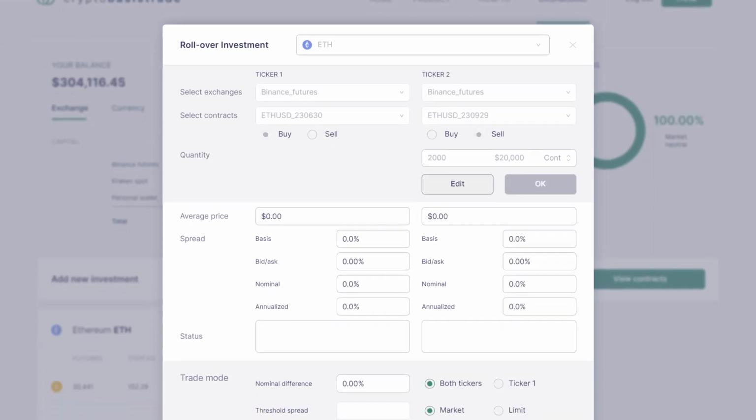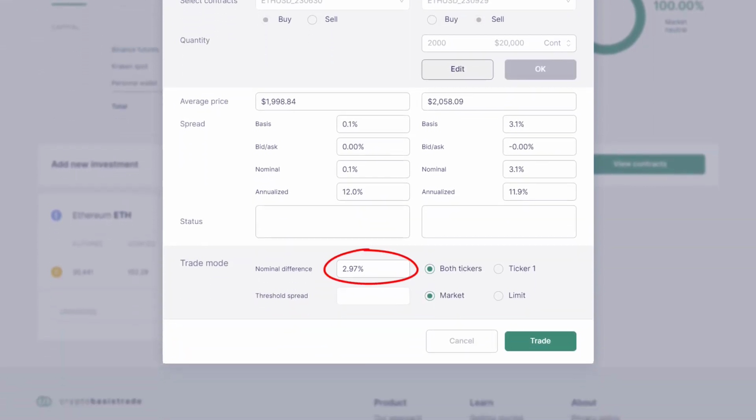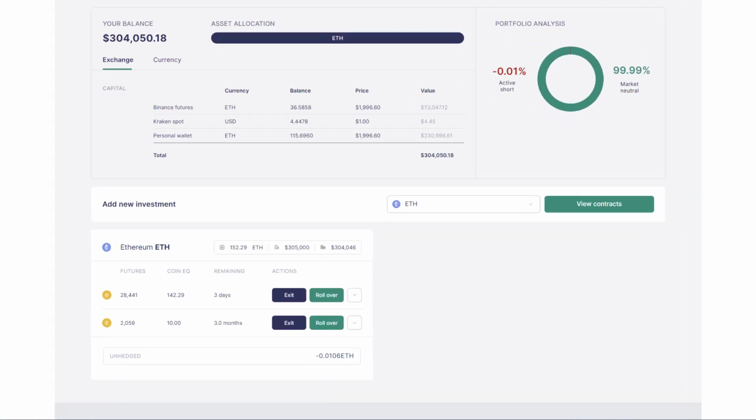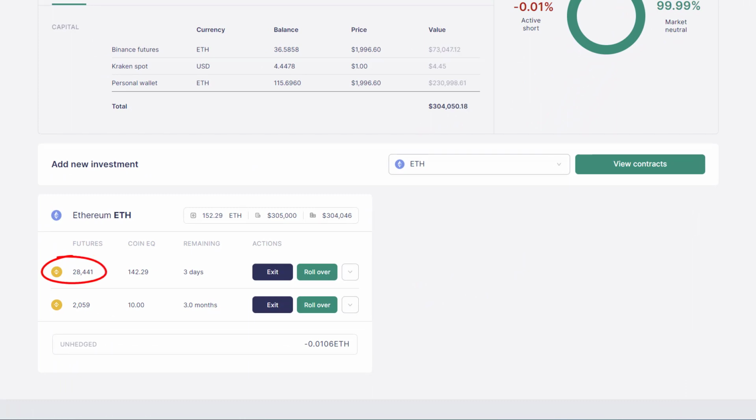Let's press OK and check the effective spread. If that's acceptable, we will trade as usual using either a market or limit trade mode. Close the trader and check the balances. We have reduced our June position by 2,000 contracts and increased our September position by 2,059 contracts. Our overall arbitrage position remains hedged. At this stage, we can ignore the small unhedged amount.